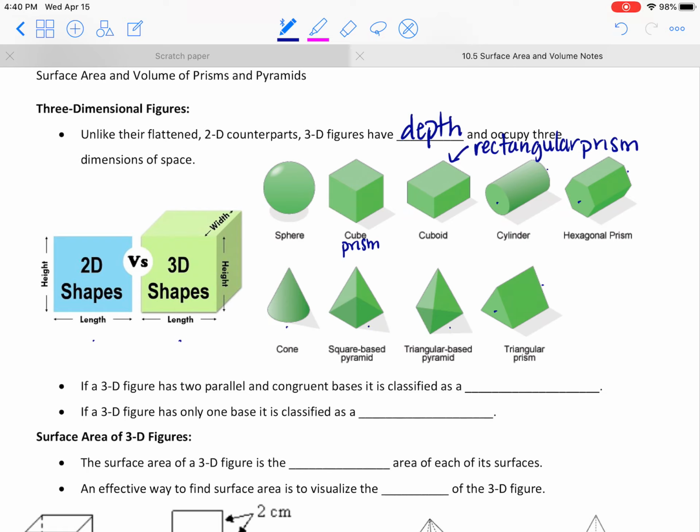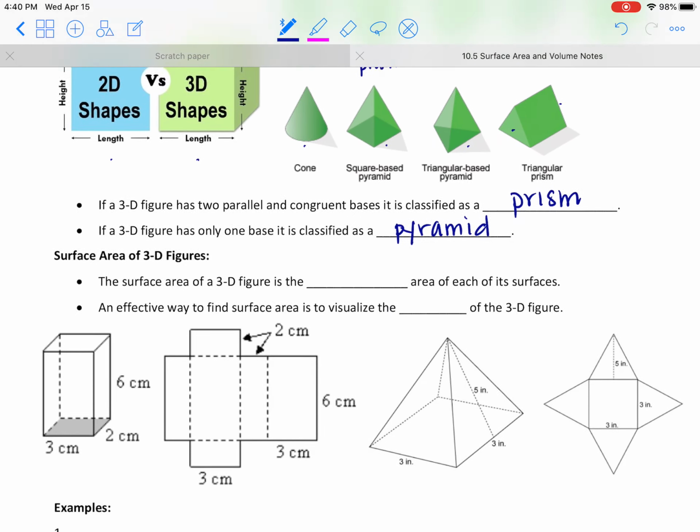And then if you have a pyramid, you've got just one base. So the cone just has one base. The square pyramid, the triangle pyramid, those are all pyramids, right? So if a 3D figure has two parallel and congruent bases, we call it a prism. And if it's just got the one base, we call it a pyramid. Now, not every three-dimensional figure fits into one of those categories. Like the sphere, for instance, isn't a prism or a pyramid. It doesn't have any bases. It's just a sphere, okay?